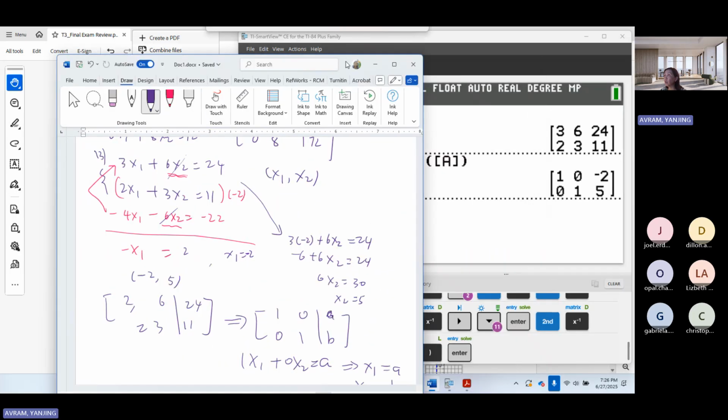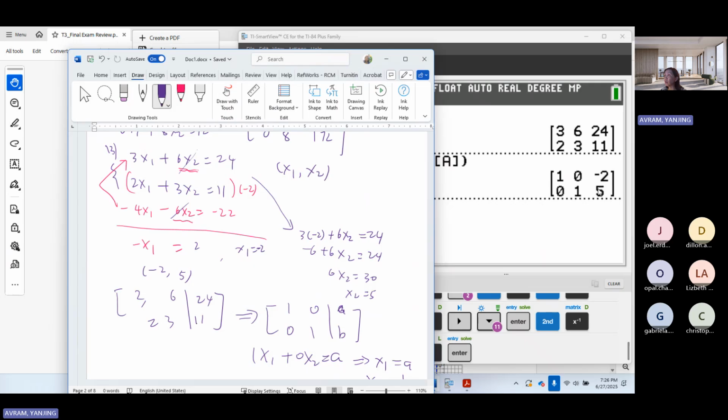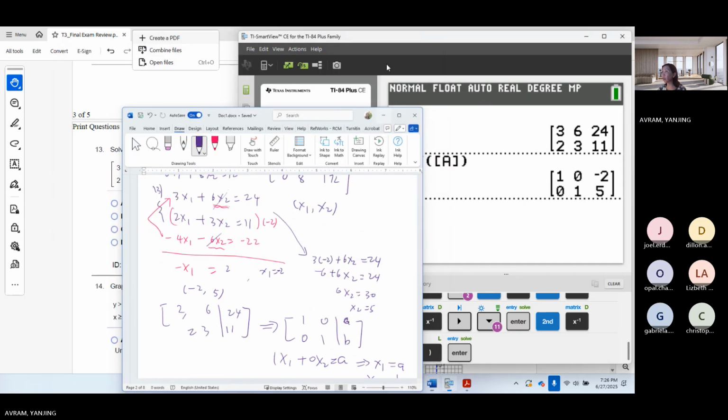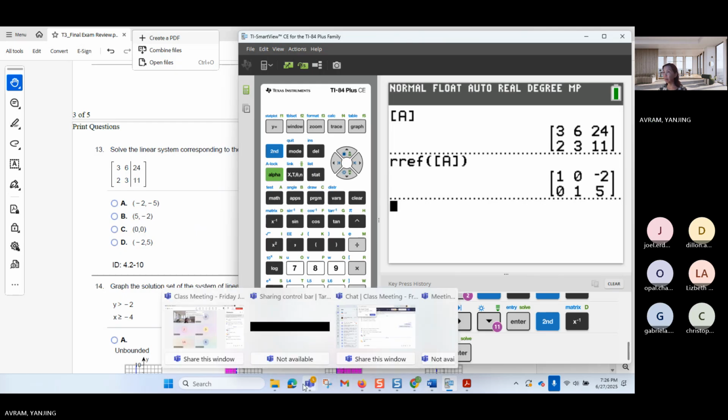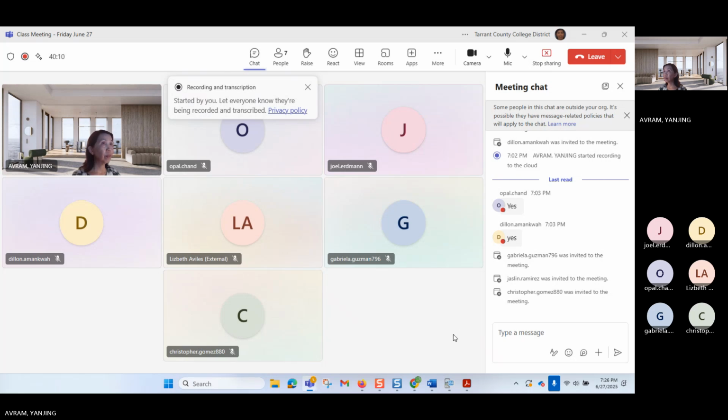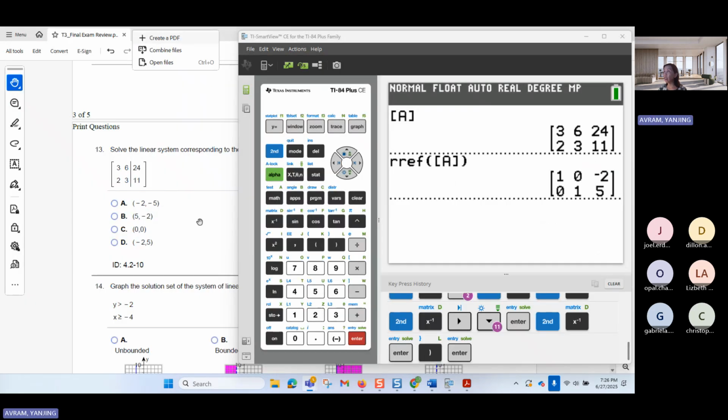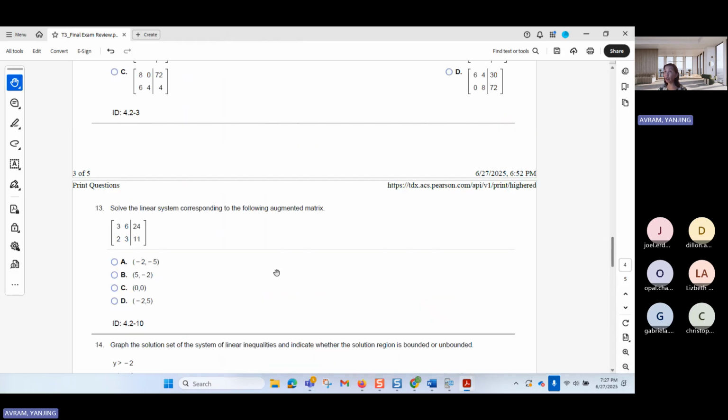We just solved this one right here. And then this one is -2 and 5, okay? So if you have this 1, 0, 0, 1, that is your solution, okay? Any questions? Anyone has any questions? Okay, so that is very quick and easy, using the matrix to solve.